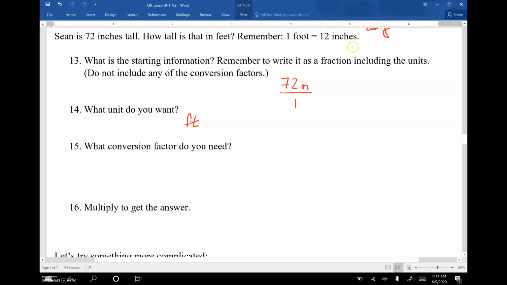Well, I know that 1 foot is 12 inches, so the 2 conversion factors I can write is 1 foot over 12 inches, or 12 inches over 1 foot. Since we have inches on top, then I need a conversion factor that has inches on bottom. So this is the conversion factor we're going to need.